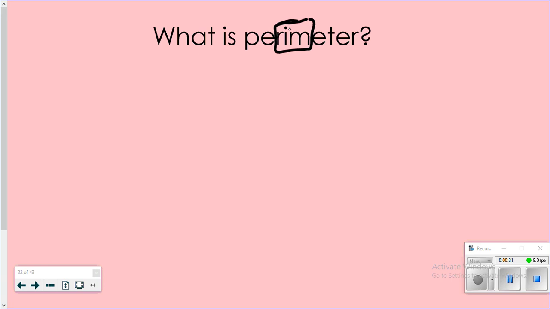Perimeter. I thought it was meter. What does that look like, meter? What is the rim? When we're talking about a rim, what are we talking about?